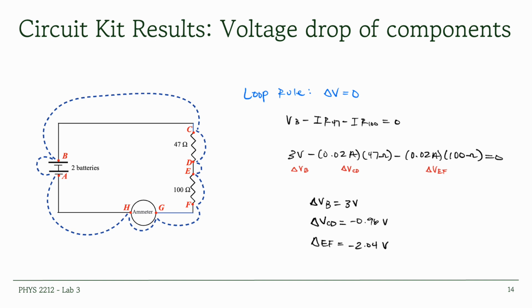So then we were asked to calculate the voltage drop of the components throughout the circuit, which could be done using the loop rule, which again states that the voltage drop around the loop is going to equal 0. So we can first have the voltage drop across the source, and then the 2 resistors, noting that the ammeter has no voltage drop across it.